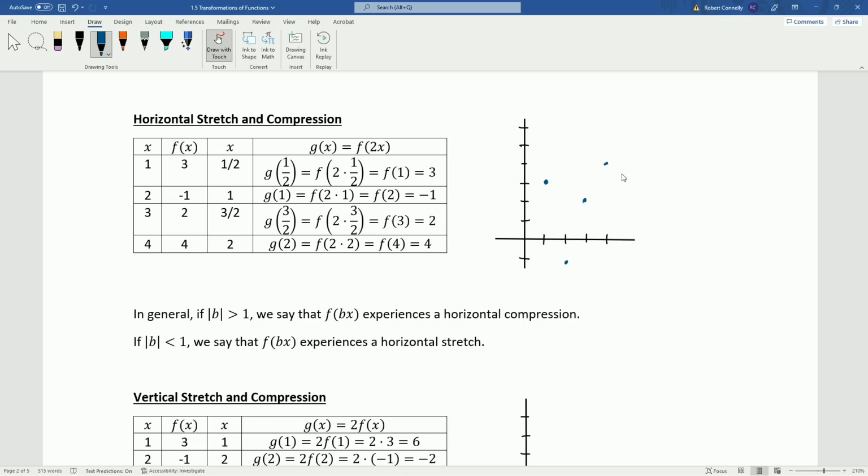Okay, so now we're looking at the function g of x equals f of 2 times x. So here, whatever x value we have, we plug into this function g, we double it, and then evaluate it with f. So, as you might guess, we have to compensate for the value of x by cutting the value of x in half each time. So, here, when x is 1/2, we get g of 1/2, which is equal to f of 2 times 1/2, which is f of 1, which is 3. So, we get 1/2, 3.